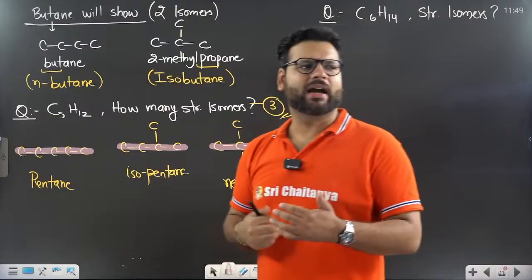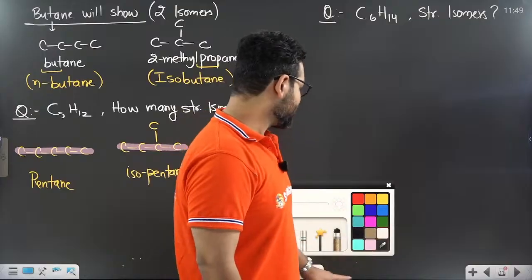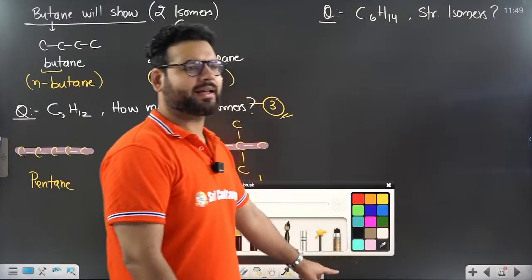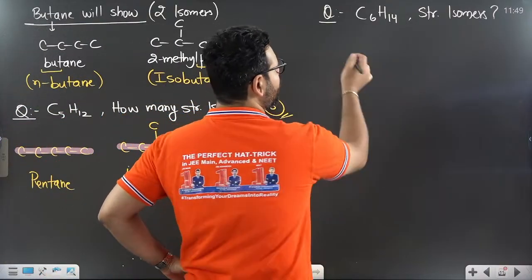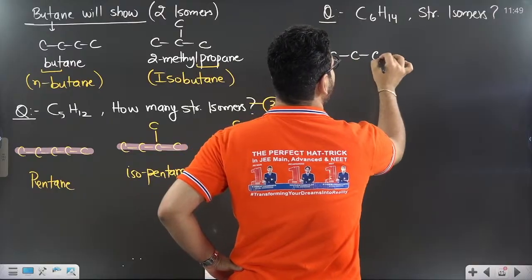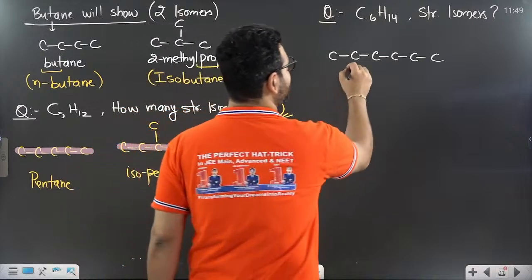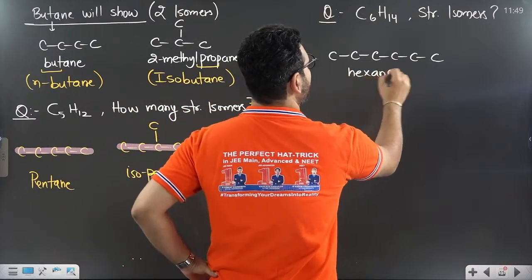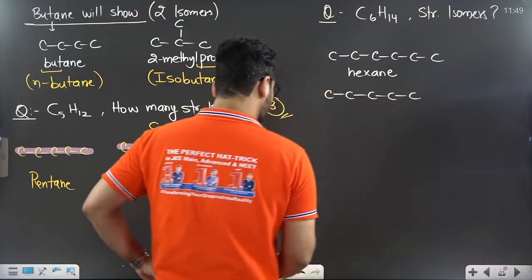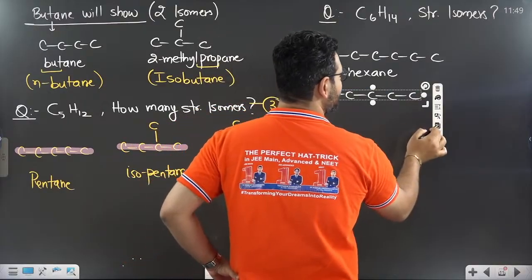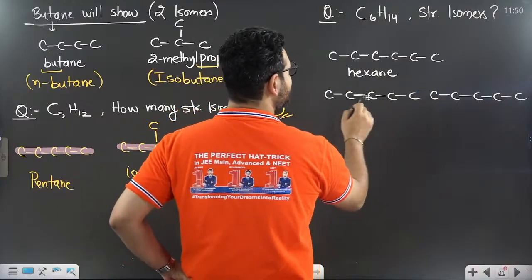Okay, so with 6 carbons, there are 5 possibilities. Let us draw them, and then we will move on to the next type of isomerism. With 6 carbons, how should we draw? We should draw all 6 in a straight line: hexane. Then we should cut the chain to 5. Now, when you cut the chain to 5, beta, there are 2 places you can keep the methyl.